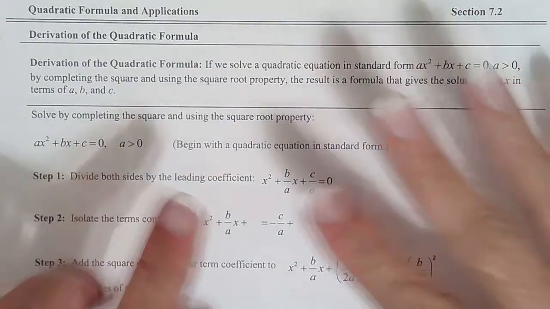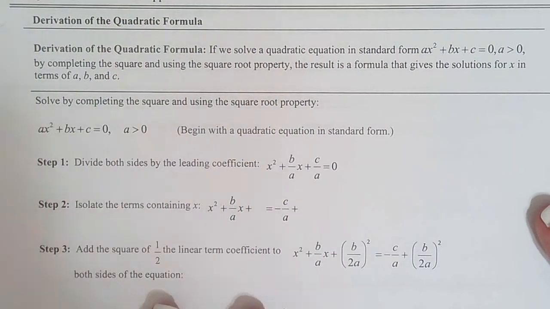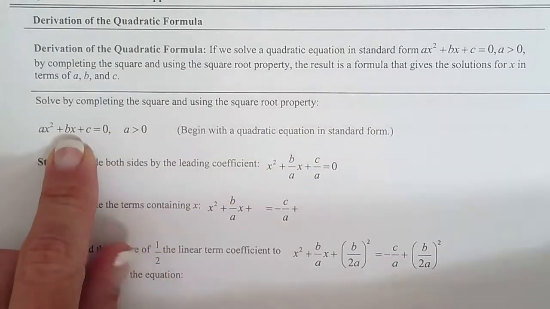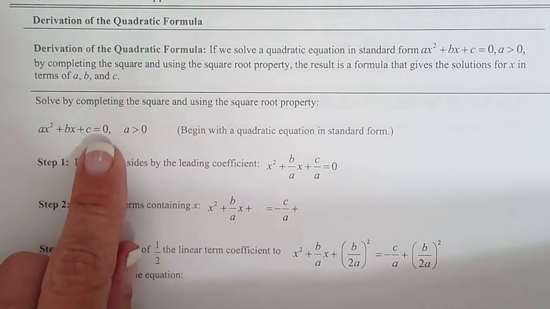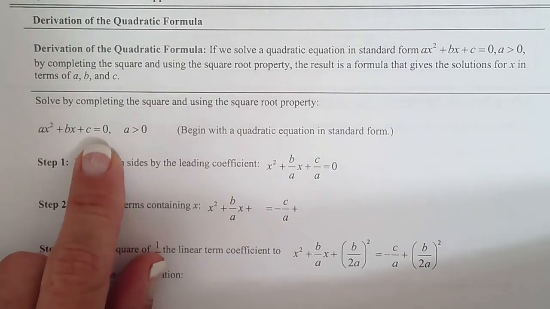So I'm not going to hold any of you to this, but I am just going to explain it a little bit so you have an idea of where it comes from. So this is the quadratic equation that we've known since the beginning of quadratics. And we're going to complete the square on it and then do the square root property just like we did in the last section. And that will give us the quadratic formula.